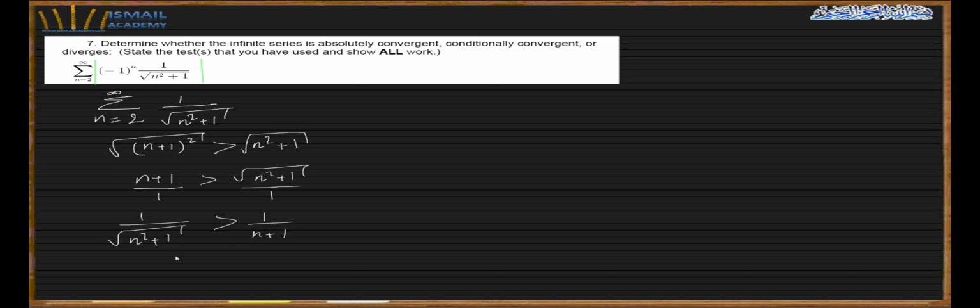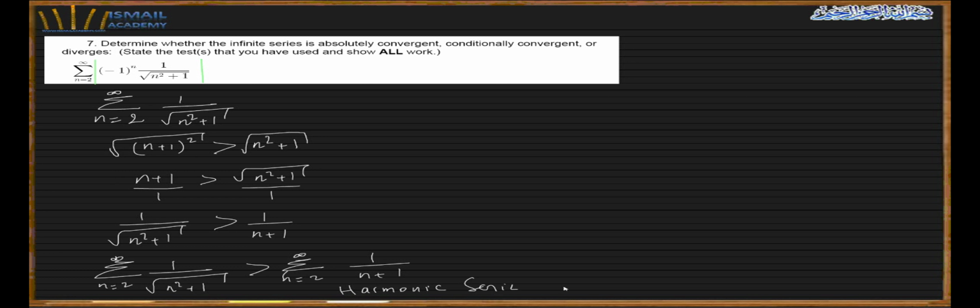If I apply the summation to both sides, the sum of 1 over the square root of n squared plus 1 is going to be greater than the summation of 1 over n plus 1, so the bounds will be the same. This is a harmonic series, which means it diverges. Obviously this one is greater than a divergent series, so this one will diverge. That means it is not absolutely convergent, so it's not absolute.